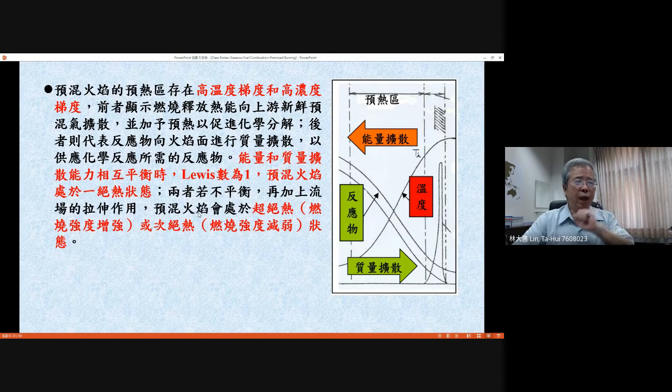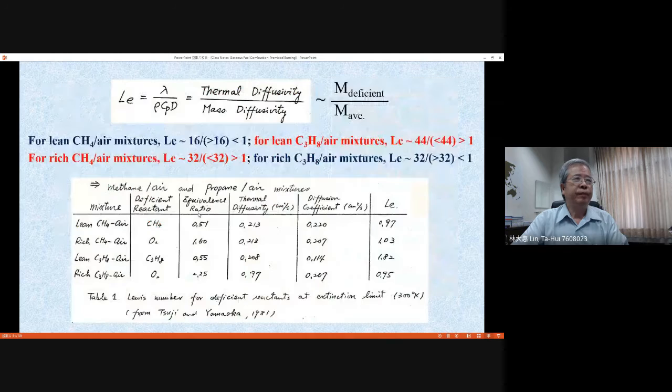Now we are dealing with the Lewis number, which represents the influence coming from the diffusion process, and the flow stretch represents the influence coming from flow convection. Try to remember these two. Now they couple together. Before we introduce some experimental observations, I need to give you the definition. Try to remember how to evaluate the Lewis number quantity.